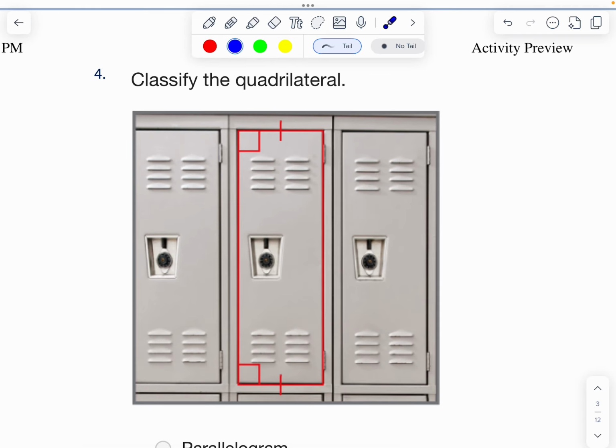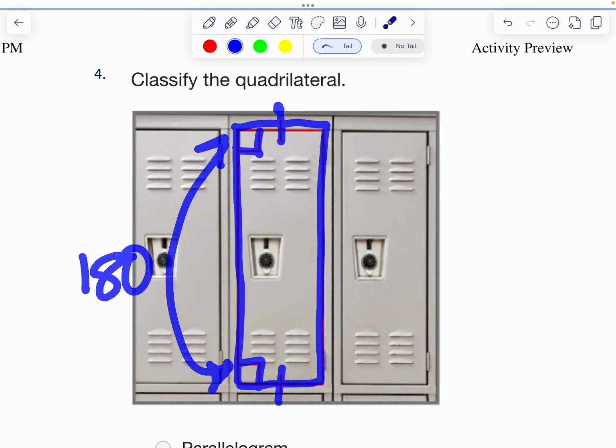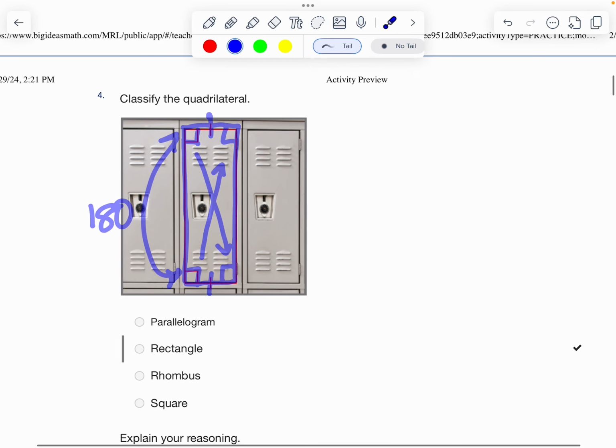Classify the quadrilateral. Okay, I'll just kind of outline it here. We have that shape, that's 90 degrees, that's 90 degrees, and that is congruent to that. Well, the opposite sides look congruent. That tells me I'm looking at a parallelogram. I have that the consecutive angles are supplementary since they're both 90. So that tells me I'm looking at a parallelogram. But what else do I know? Well, I also know that opposite angles are congruent since it's a parallelogram. So those are all going to be 90. I'm dealing with a rectangle.